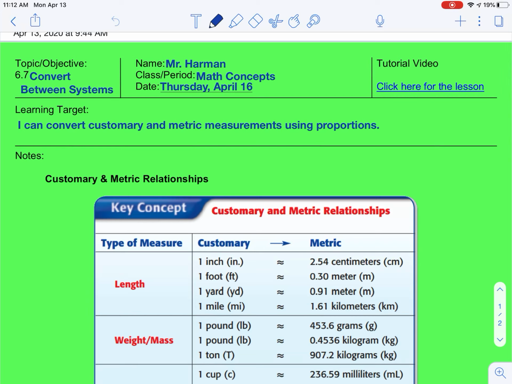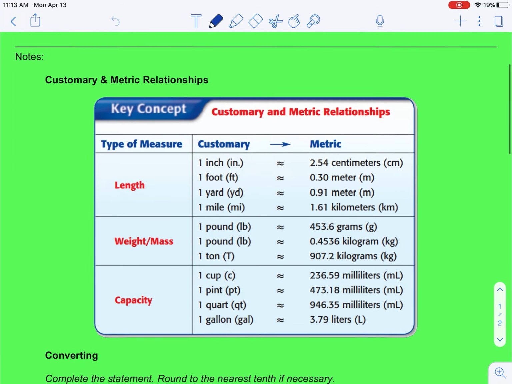So our lesson for today is 6.7, which is converting between systems. Our learning target is I can convert customary and metric measurements using proportions. So again, we're going to set up proportions, which means we want to make sure that they stay nice and neat and organized. So I have a huge list here.